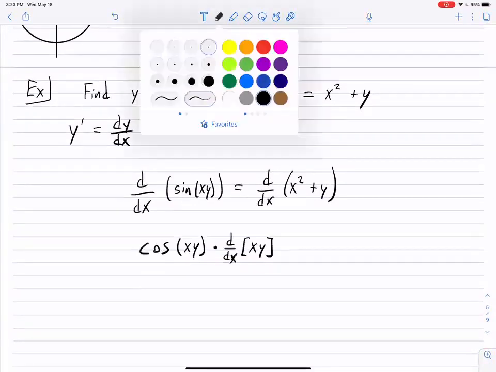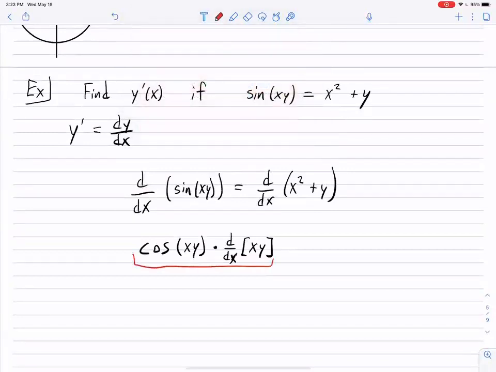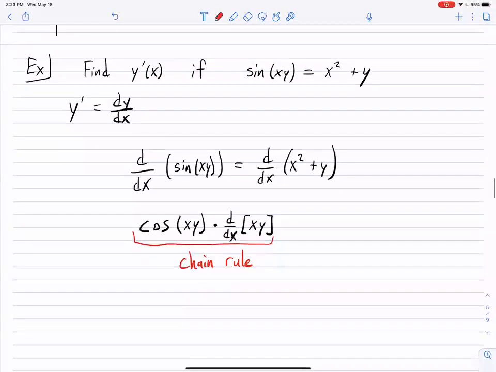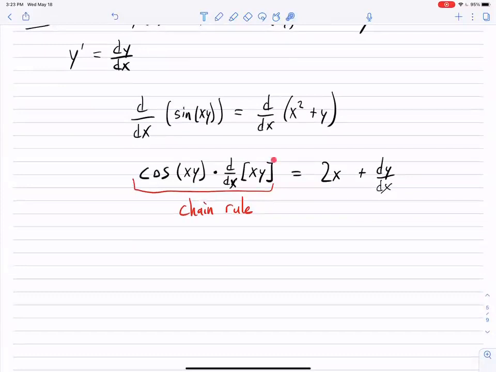So this, where's this coming from? This little bit right here, that's from the chain rule. And what's this equal to? Well, it's going to be equal to 2x plus the derivative of y with respect to x, which is just dy dx. So that's just dy dx.